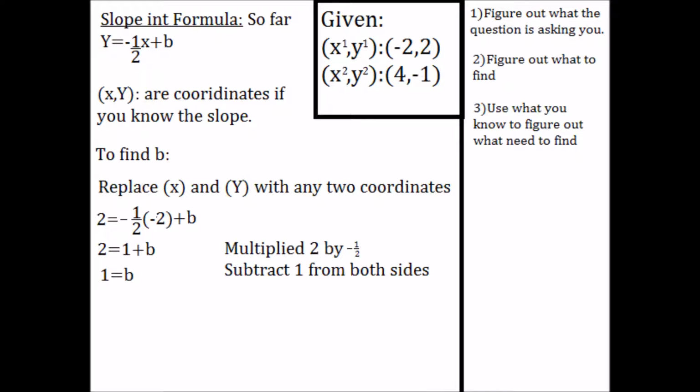Well, you're not done there, since you have to figure out what b is. So far you have y equals -1/2 x plus b. To find b, all you need to do is replace x and y with either of the 2 coordinates. For this one I picked (-2, 2), and either way you should get that b equals 1.